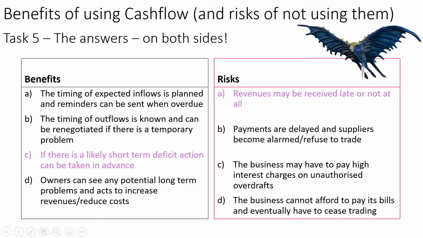Here are the answers to the swooping evil, that's the name of the bird, for task 5. On the benefits, ta-da, it's Statement C. Revenues may be received late or not at all is one of the risks. A short-term deficit, a short-term lack of money. And the wrong one on the risks side, on the right-hand side, was Statement A. If there is a likely short-term deficit, action can be taken in advance.